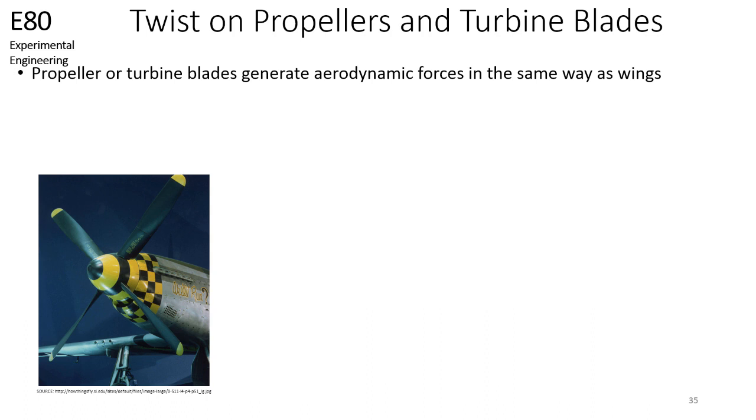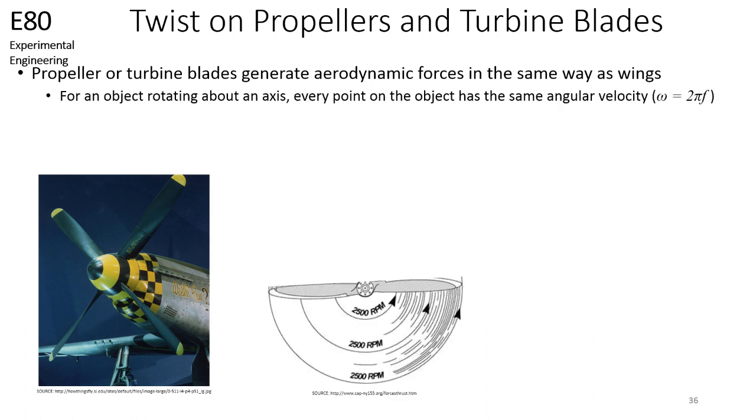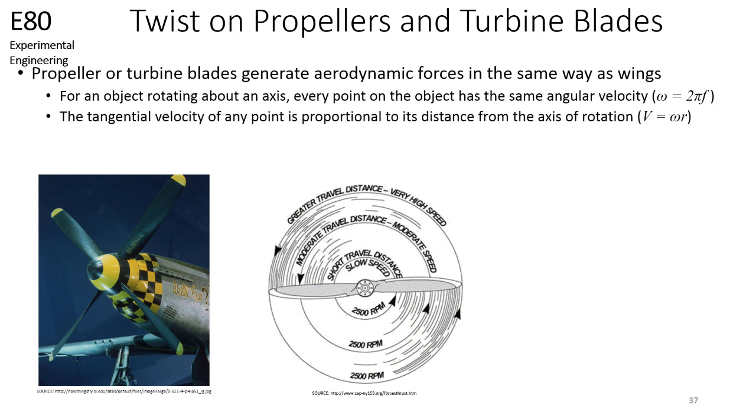The concepts that you've learned thus far can explain how propellers and turbine blades work. This is because propellers and turbine blades generate aerodynamic forces in the same way as wings. Notice that the propellers of a P-51D Mustang are twisted. Why is that? Well, blades are twisted to maintain equal thrust along the blades. For an object rotating about an axis, every point on the object has the same angular velocity. However, the tangential velocity of any point is proportional to its distance from the axis of rotation. The relative airflow is therefore different from the hub to the tips.